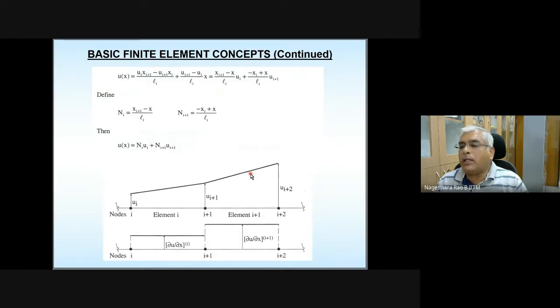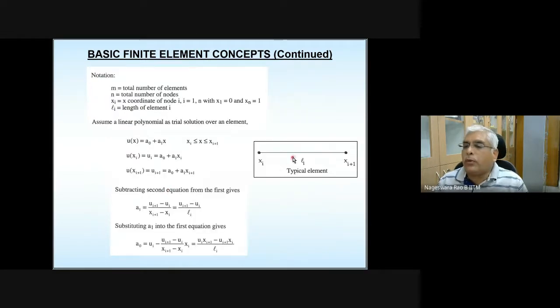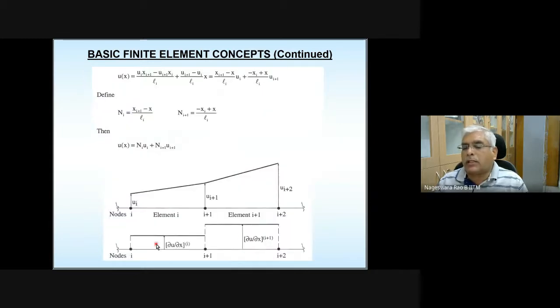When is strain going to be constant? For a two-node element, strain is going to be constant, and at the element boundaries, strain is going to be discontinuous. If strain is discontinuous, stress is also going to be discontinuous. Okay, so these points you need to keep in mind.